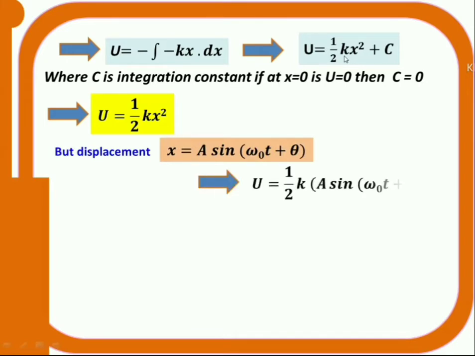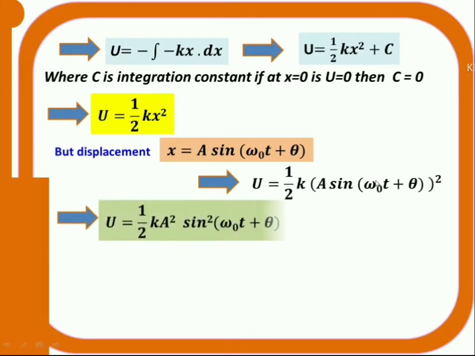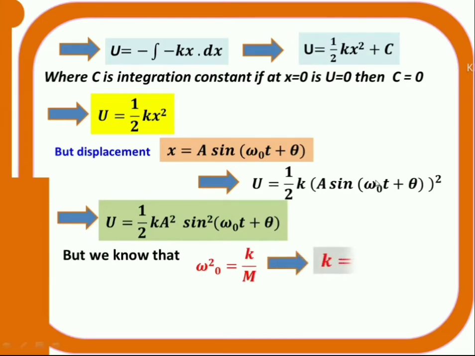Now substitute the value of x in that equation. What will I get? U is equal to half k a sin(omega naught t plus theta) whole square. If I separate the square, then U is equal to half k a square sin square(omega naught t plus theta). But we know that omega naught square is k by m.